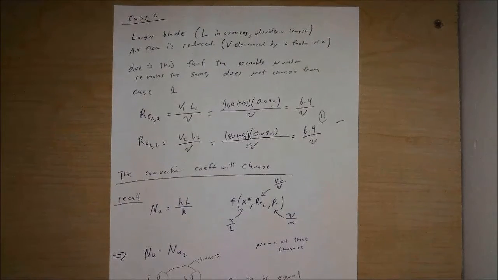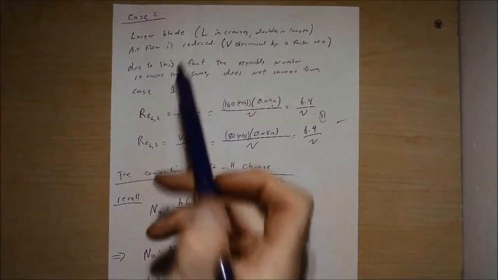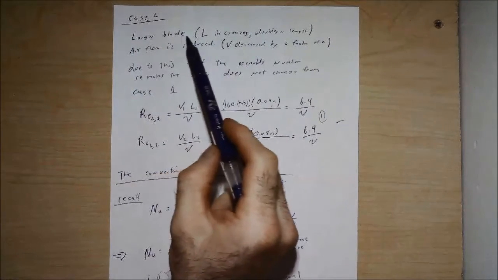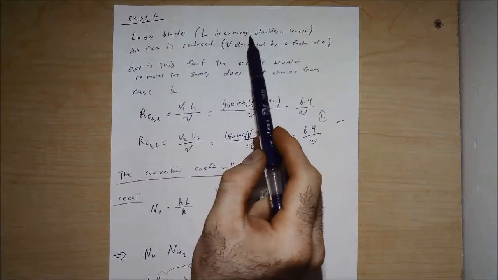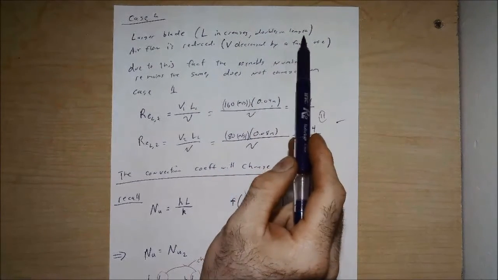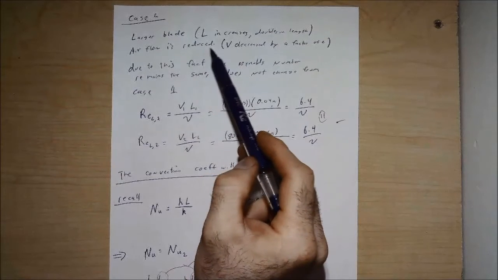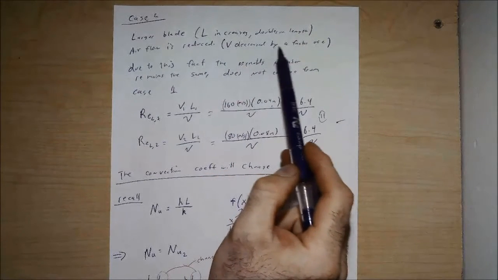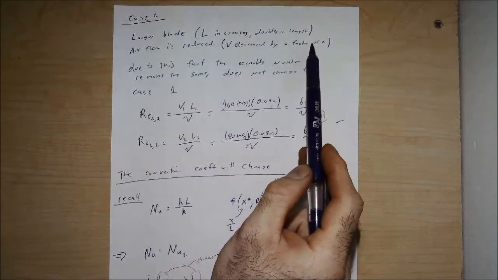Now that we've solved for our heat flux for case 1, we want to go ahead and do the same thing for case 2. But the first thing we want to do is realize that there's going to be a difference between case 1 and case 2. In case 2, the main difference is we have a larger blade, so the length doubles, going from 40 millimeters to 80 millimeters. The airflow is reduced, so the velocity decreases by a factor of 2.